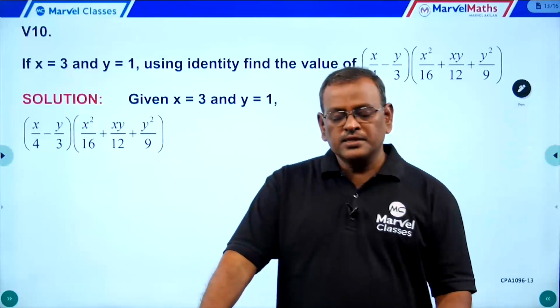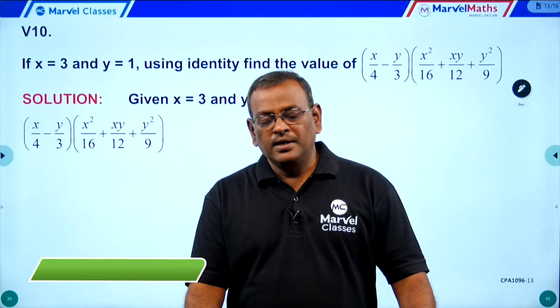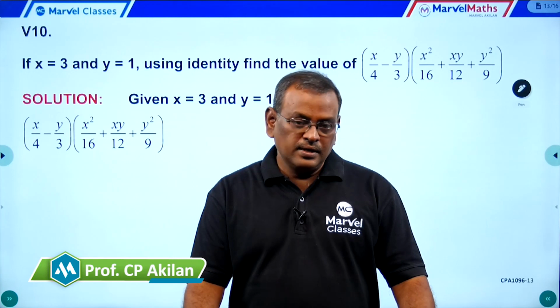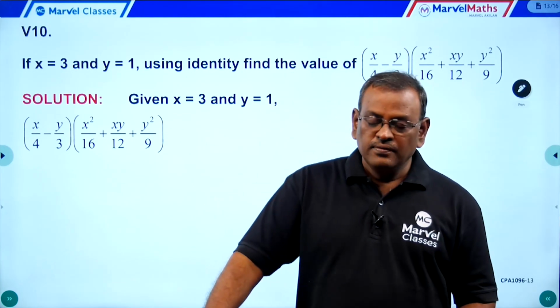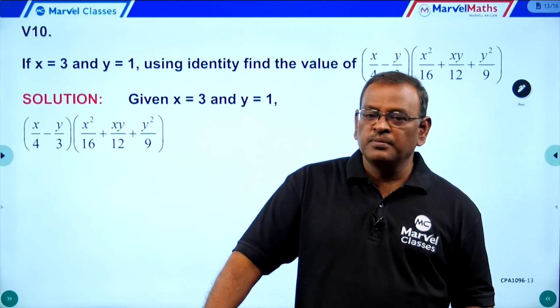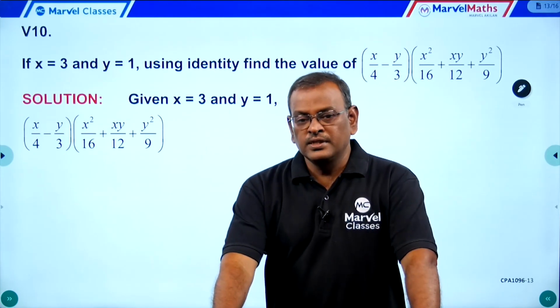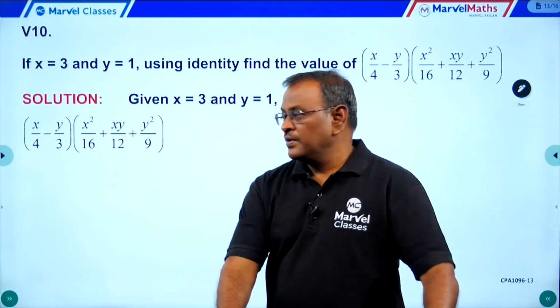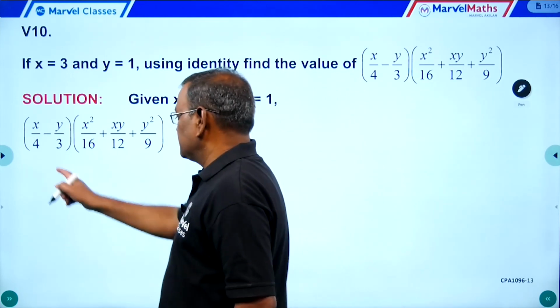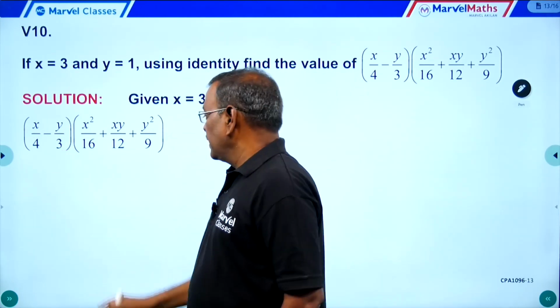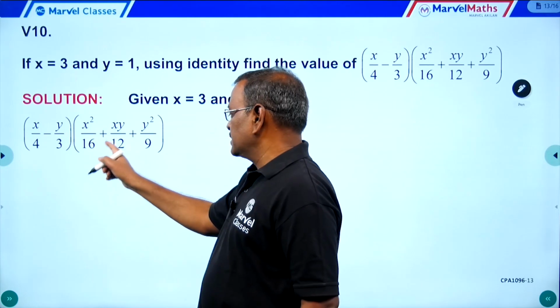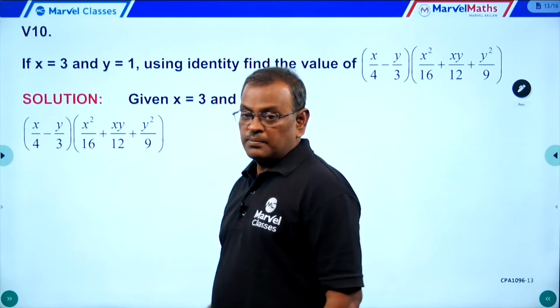Hello students, last video we discussed evaluation of an expression using identity with substitution. There only one variable, now here two variables, but the working rule is the same: reduce into simplest form and then substitute both the values. Here the question is (x/4 - y/3)(x²/16 + xy/12 + y²/9).